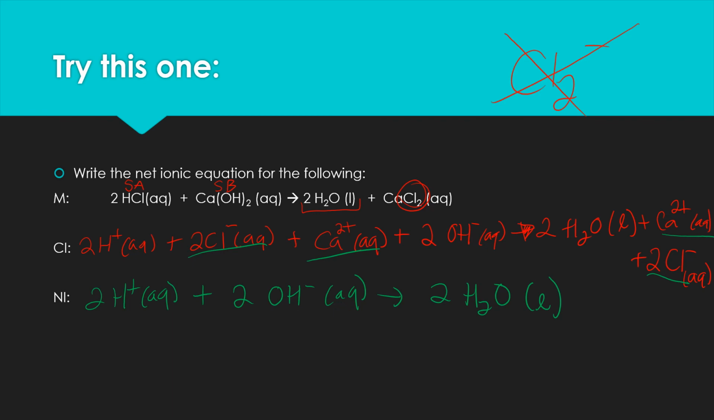So when we have a strong acid and a strong base, because they separate, this is always going to be our net ionic equation for a strong acid and a strong base. Okay, always. So that's something to keep in mind. We can simplify things. So that's our acid-base stuff.